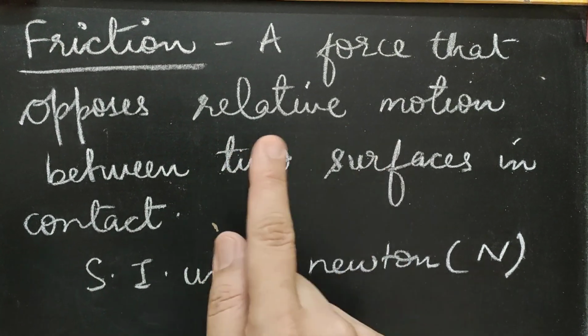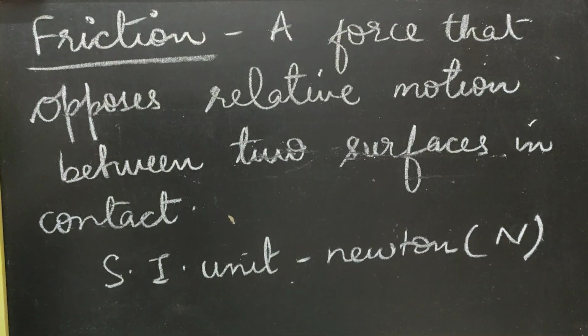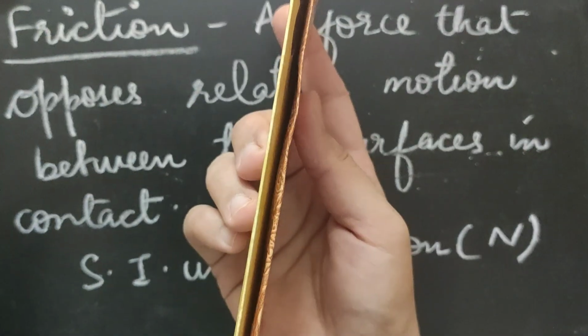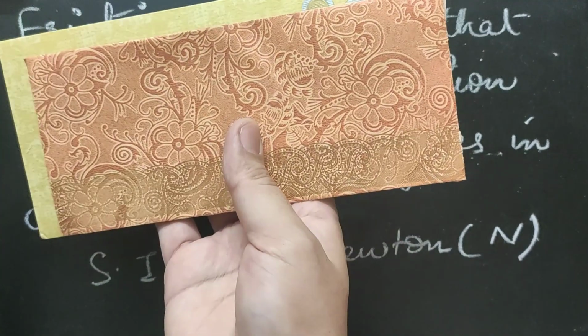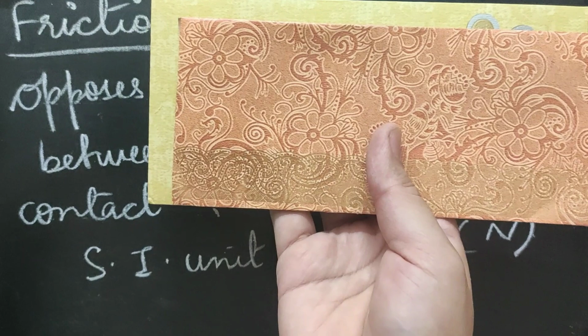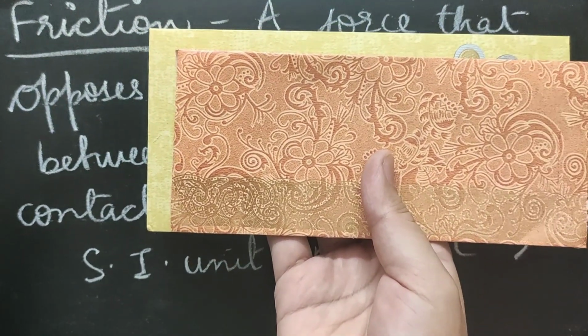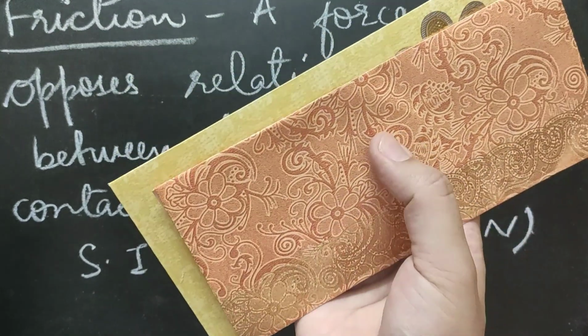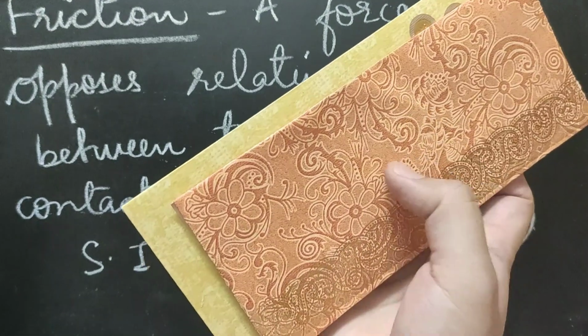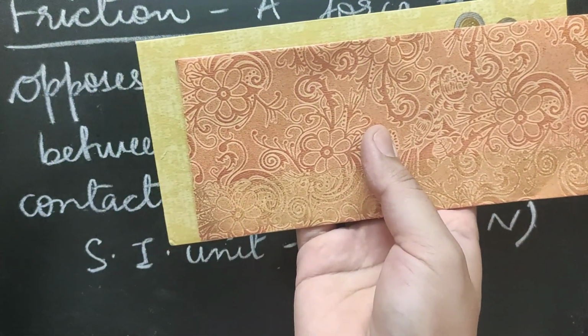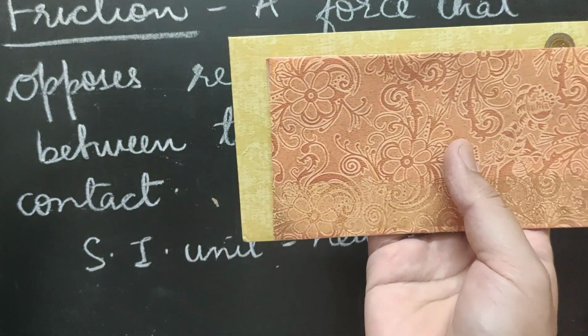Now what do we mean by the term relative motion? Suppose I have these two paper cards here. If they are in contact with each other and they are moving together, we say they are not moving relative to each other. With respect to card 1, card 2 is not moving, and with respect to card 2, card 1 is not moving. They are both moving together, but for each other they are at rest.